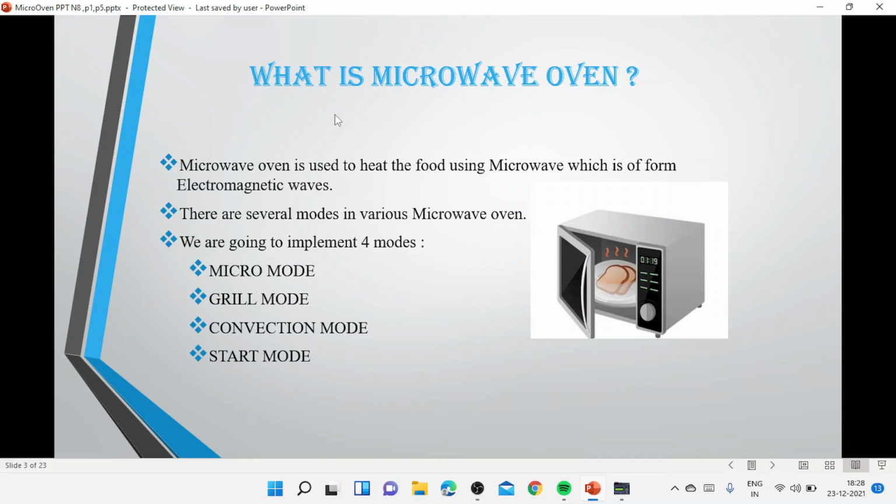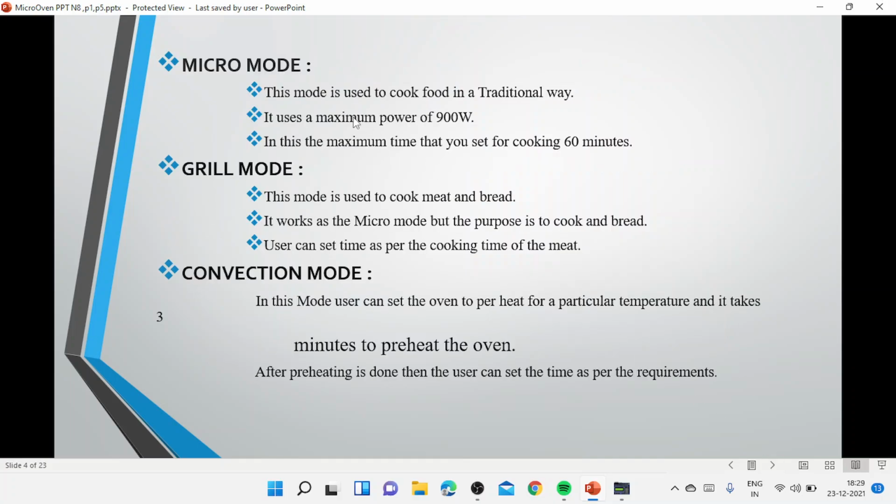Initially, what is micro oven? Micro oven is used to heat food using microwaves, which are in the form of electromagnetic waves. There are several modes in micro oven. Those are divided into four: micro mode, grill mode, convection mode, and start mode. Let me explain briefly about those modes.